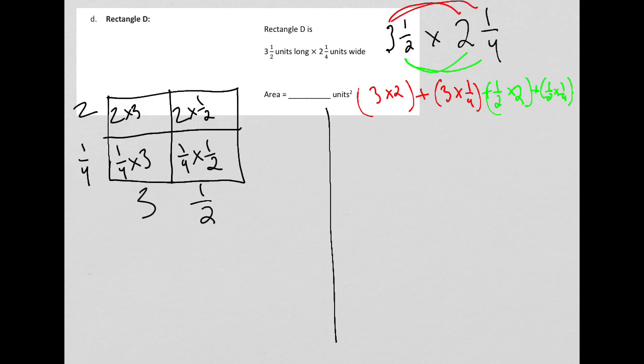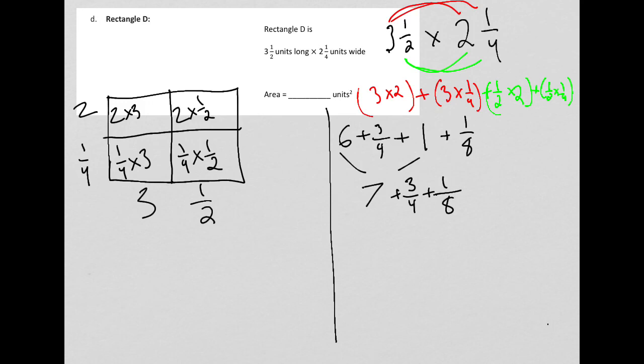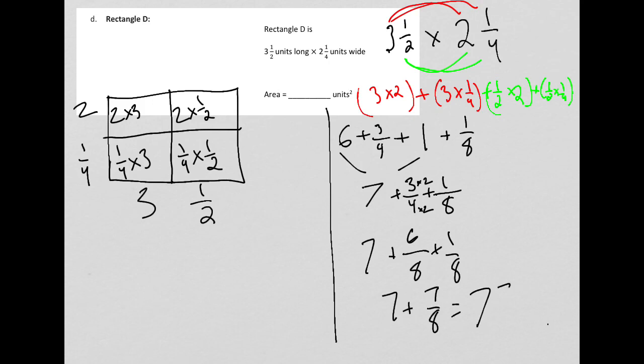So let's solve. 3 times 2 is 6. 3 times 1/4 is 3/4. 1/2 times 2 is 1, because it's 2 over 2. And then my last one is 1/2 times 1/4, which is 1/8. So right away, I can use the commutative property and move these around because they're all addition. And I can add my 6 plus 1 is 7. So now I have 7 plus 3/4 plus 1/8. I can see that a 4 can turn into an 8. And so I can times this by 2. So I can rewrite this as 6/8. So that's 7 plus 7/8, which equals 7 7/8 square units.